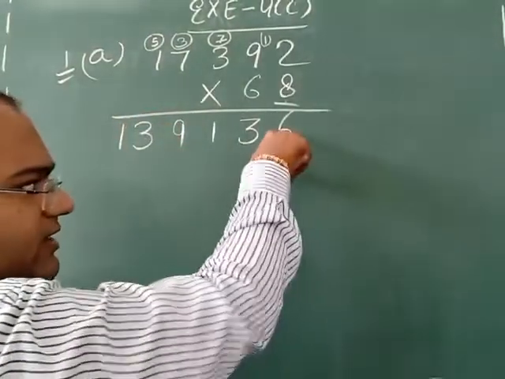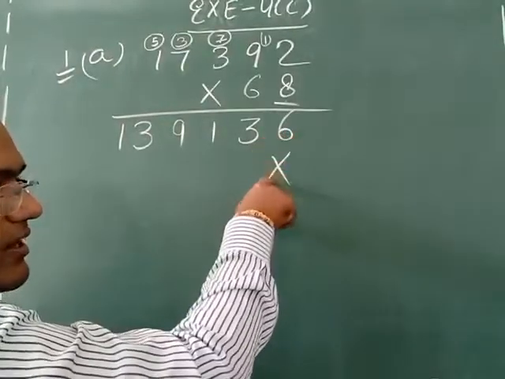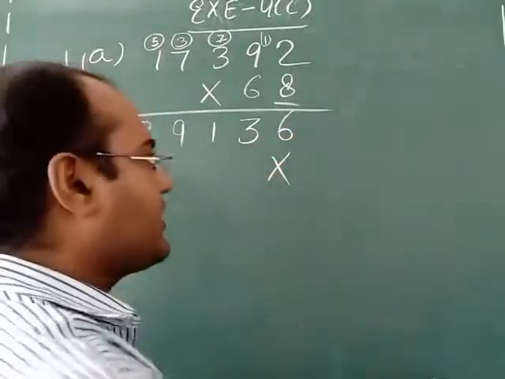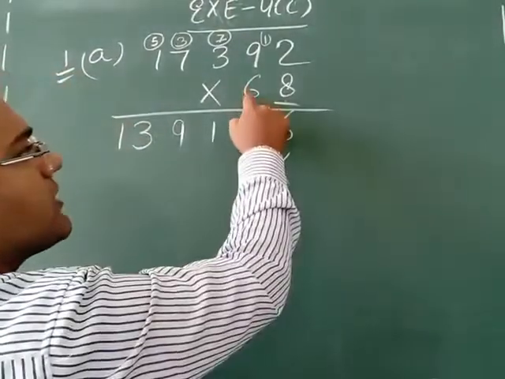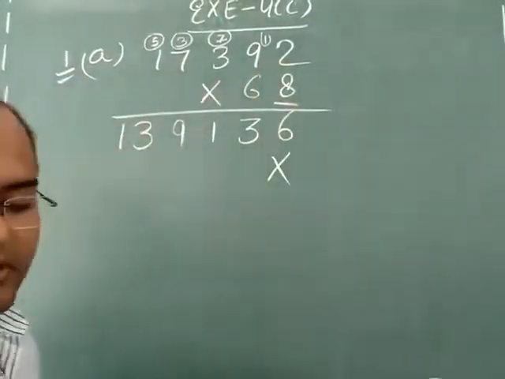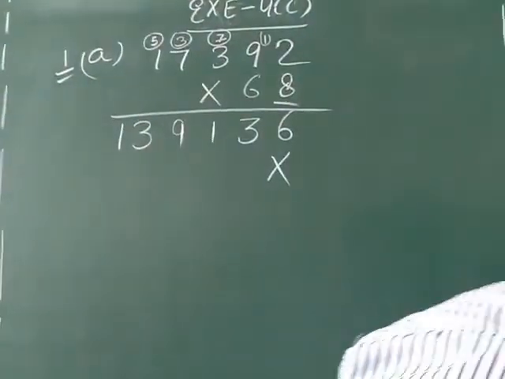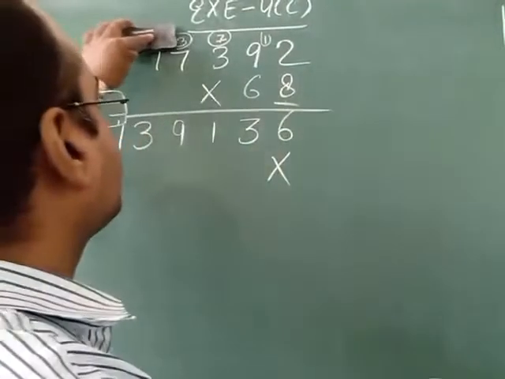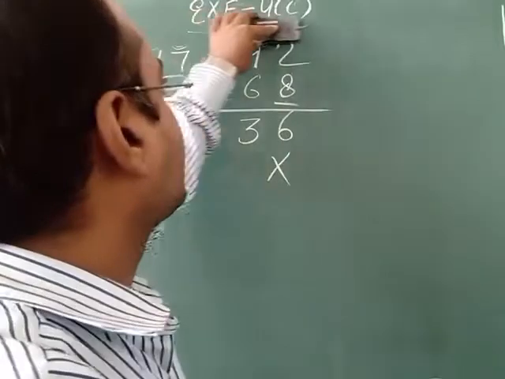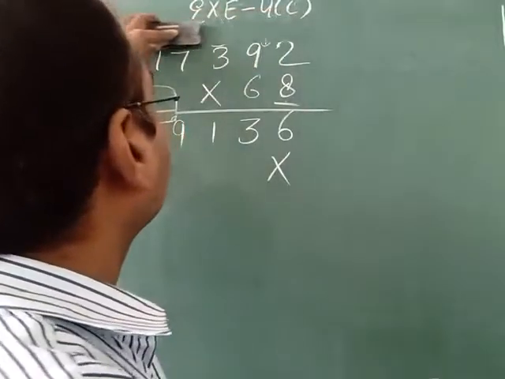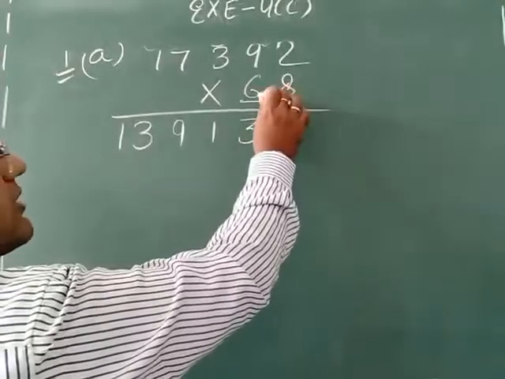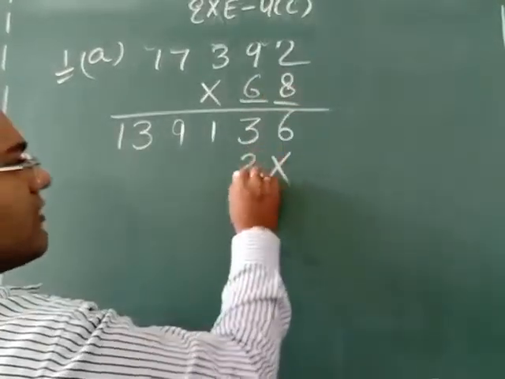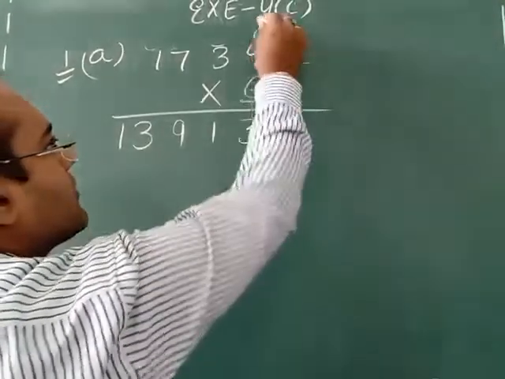Now at the end, under the last digit, we have to put a cross sign. Now we have to multiply 6 with all these numbers. So what will we do? 6 we have to multiply now. 6 twos are 12, 2 here and 1 on the top.